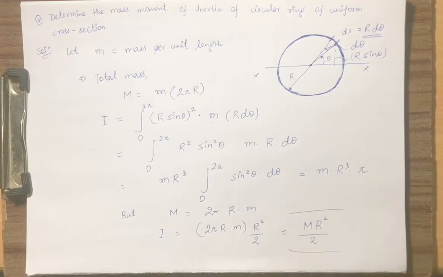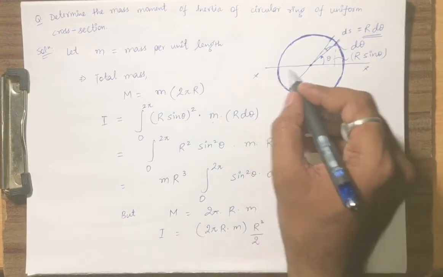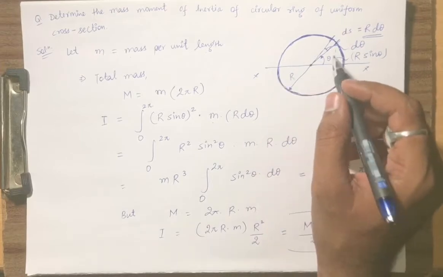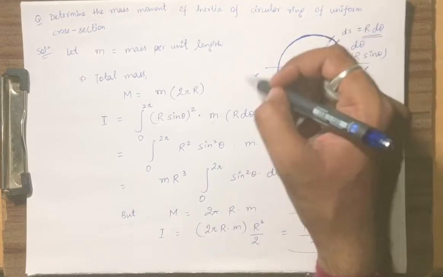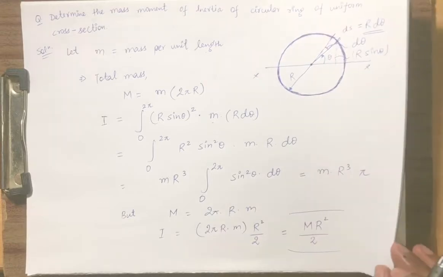So this is the mass moment of inertia of a circular ring of uniform cross section about any axis. This is the axis we have taken. If you take this axis also, any axis, you will be getting this result. Clear?